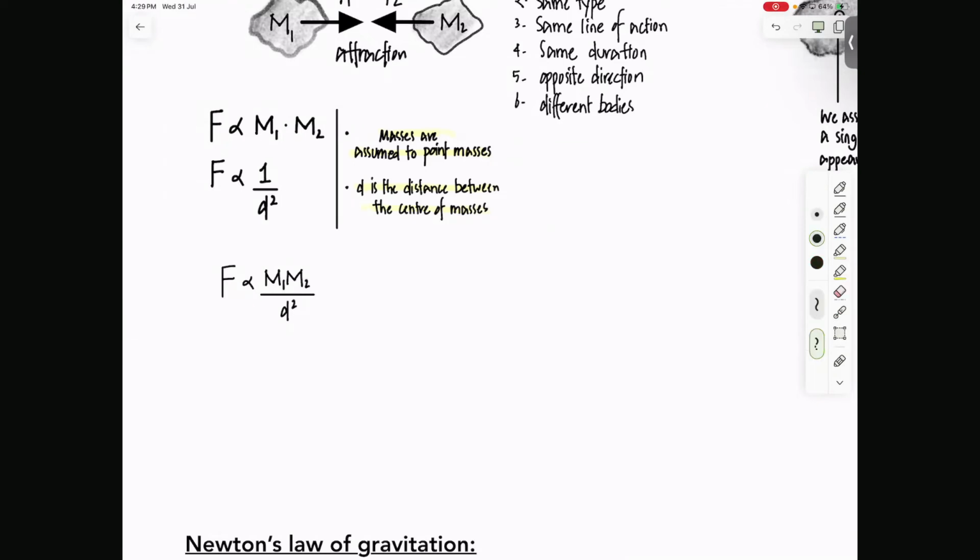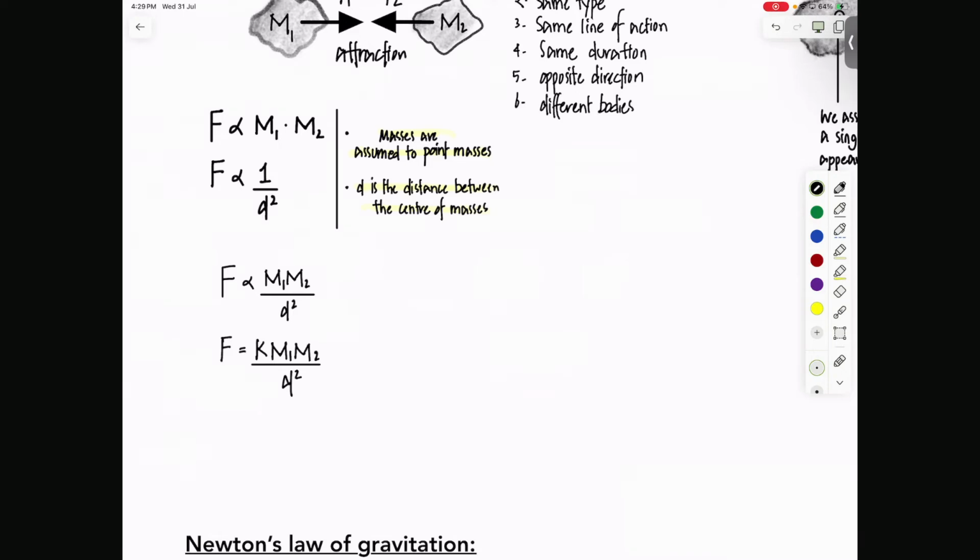I was asking you. So you said that you would like to introduce a what here? Constant, right? So F should be equal to what if I want to introduce a constant here? F equals k m1 m2 divided by d square. How do we find this k?